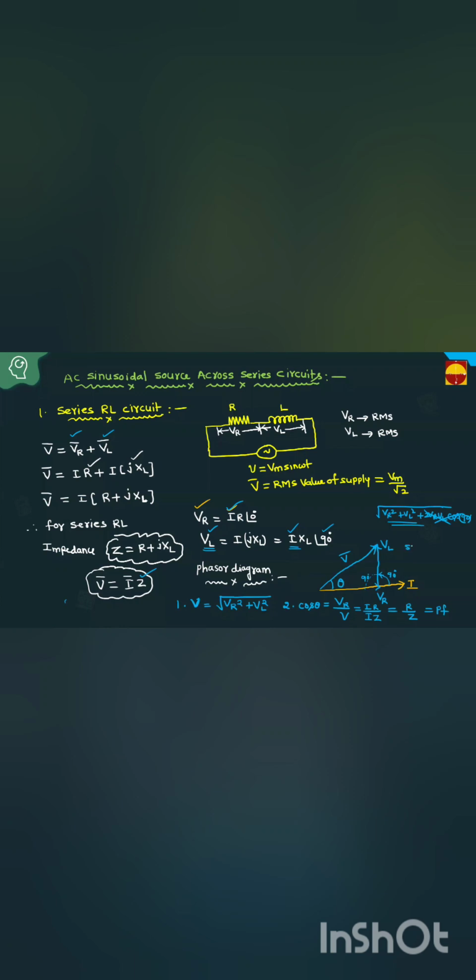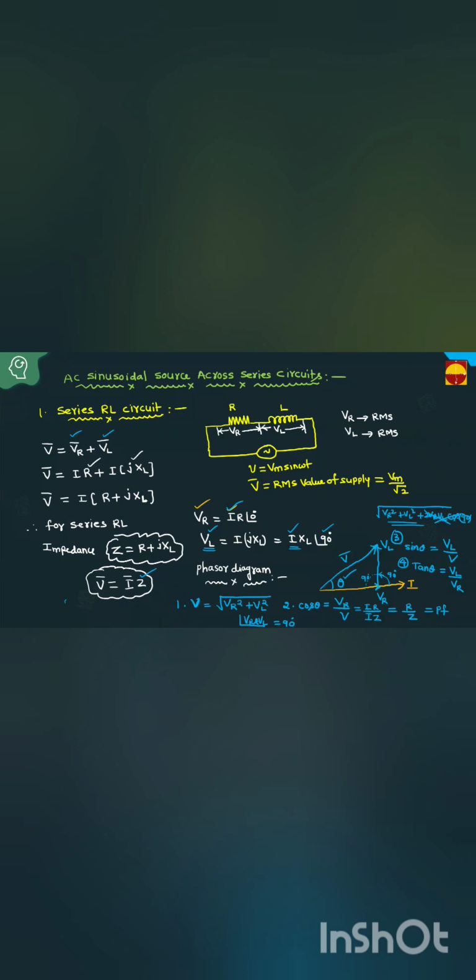From this, you define what is sine theta. Calculate sine theta: VL by V. What is tan theta? Tan theta equals VL by VR. Different formulas that you have. What is the angle between V and I? The angle between V and I is theta. What is the angle between VR and VL, friends? Come on, 90 degrees. The angle between VR and VL is 90 degrees. The angle between V and I is theta.